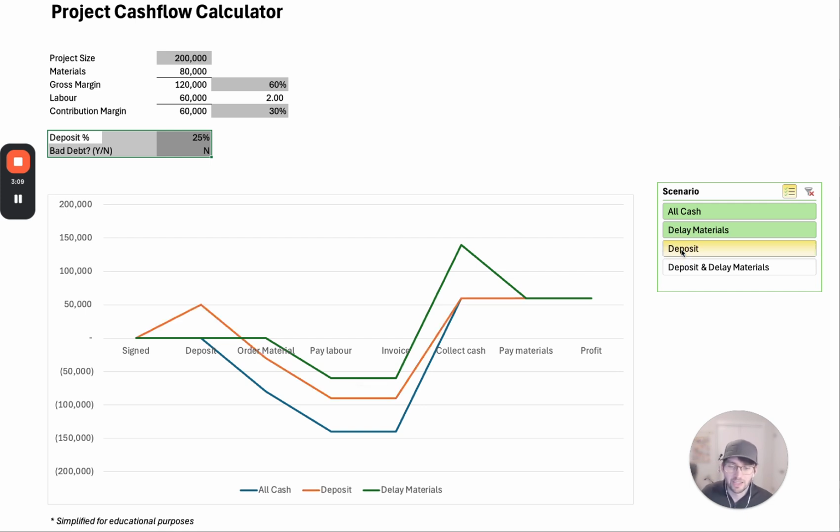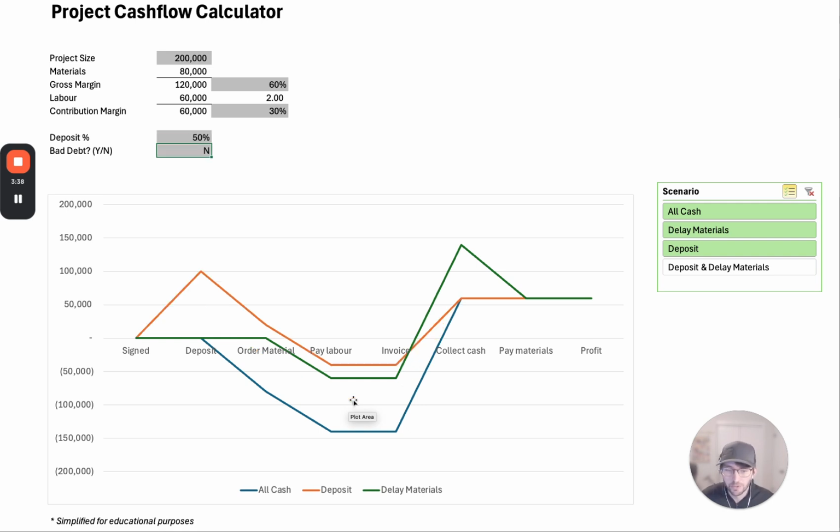Now, let's take into account a scenario where we're going to collect a deposit up front, but again, we still don't have the ability to defer our materials purchase for whatever reason. So here you can see we collected a 25% deposit on the project, so that's 50,000. Then we ordered materials, paid our labor, etc. Here we get to almost 100,000 in the hole. Now, if I increase the deposit to 50%, you can see only $40,000 there.